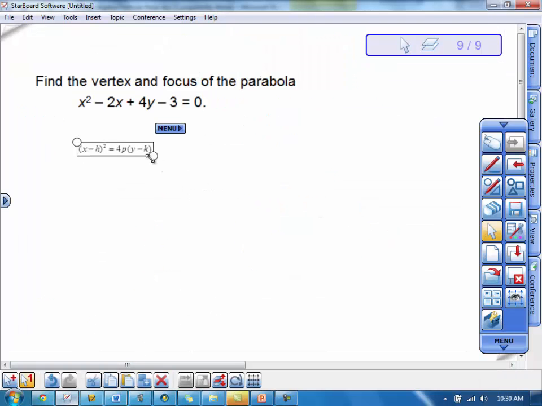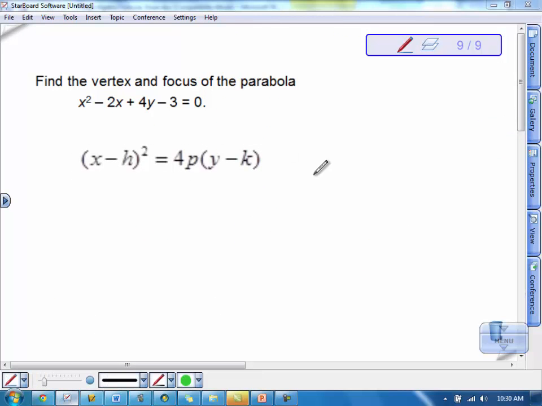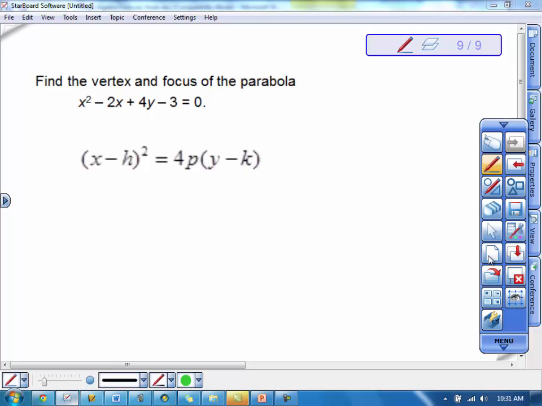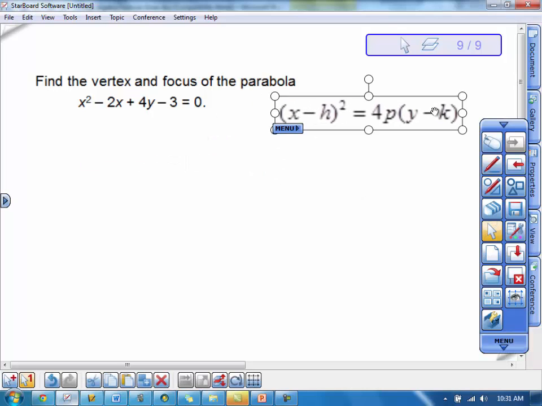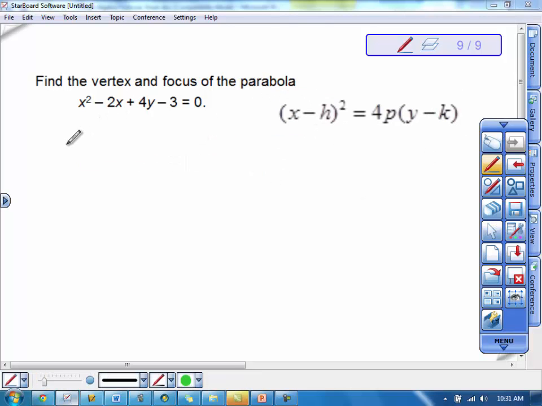So let's use this. We want to get it into this form. All right, so what I'm going to do is write x squared minus 2x, and let me move the y and the 3 to the other side. So let me write equals, and I'll move the y over so it's negative 4y, and I'll move the 3 over so it's plus 3. So I subtract 4y, add 3.